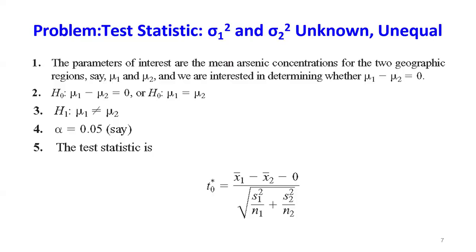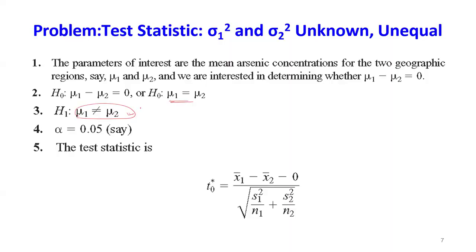That's all. So first we have to frame the hypothesis. Here we are saying that the arsenic concentration in both the regions is equal. That is my null hypothesis. And the alternate would be the opposite, which is that the average arsenic concentration in both the populations is not equal.